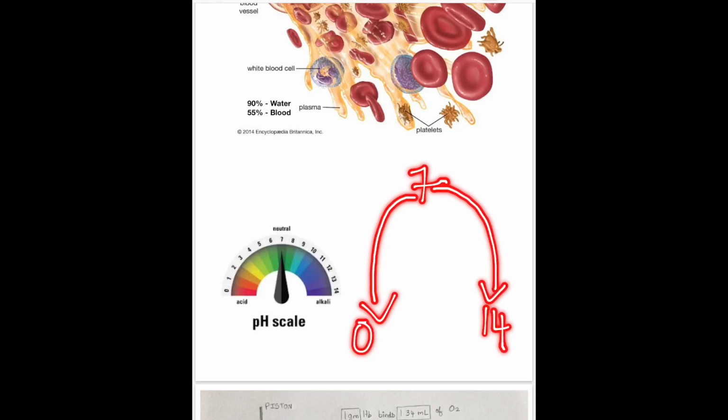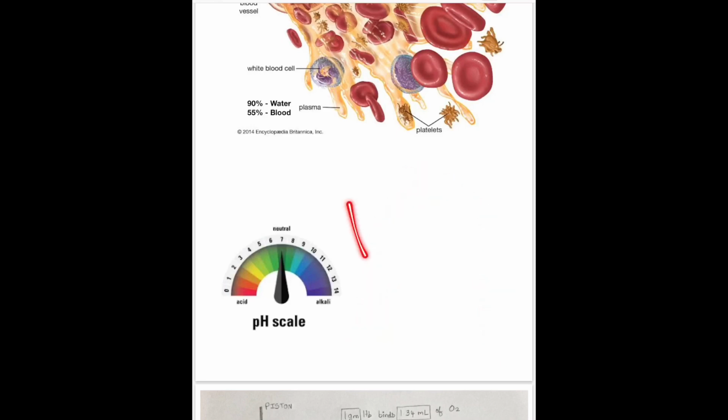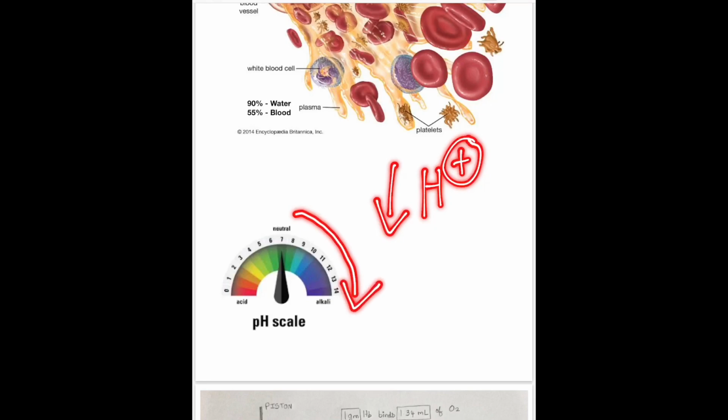So here the hydrogen ion increases. The increase in hydrogen ion causes acidity. That means the pH should drop to 0. If there is a decrease in the hydrogen ion, that means there is less acid and more alkali. That means the pH should increase to 14 to achieve the alkali state.